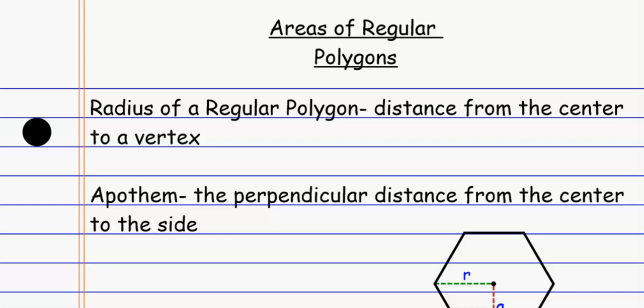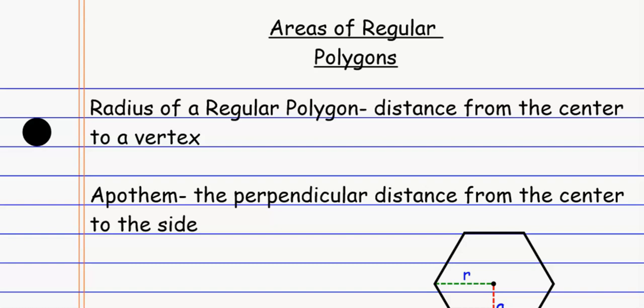So there's two things we need to talk about here. One is the radius of a regular polygon. And the radius is the distance from the center to one of the corners, to the vertex on this polygon. And really, when you think about it, like the radius of a circle goes from the center to the outermost edge of the circle, to the circle itself. And so the same thing's happening here. We're going to the outermost edge, but the outermost edge is a point, all right? It's a vertex on this thing.